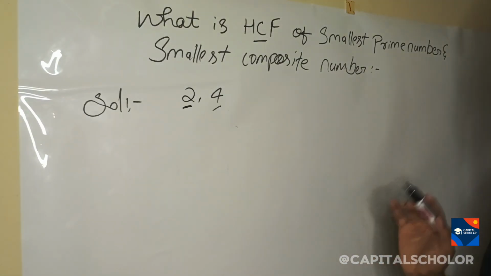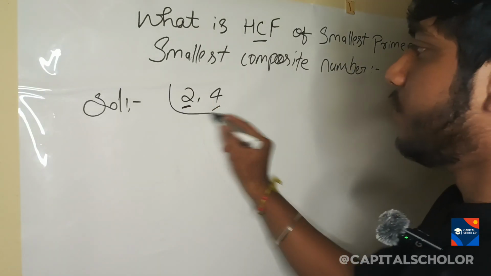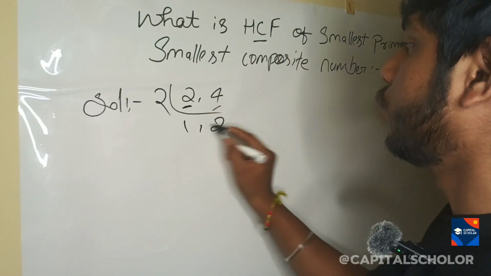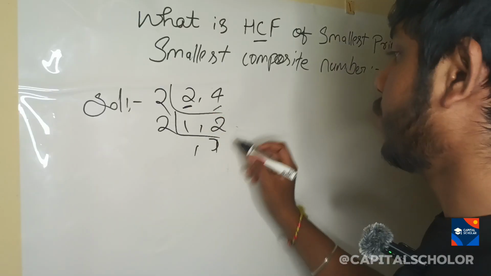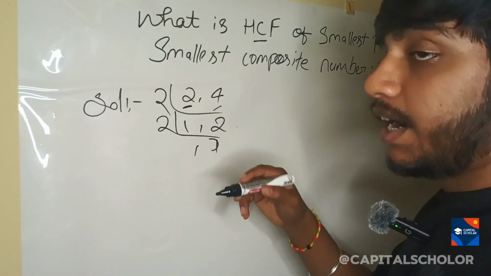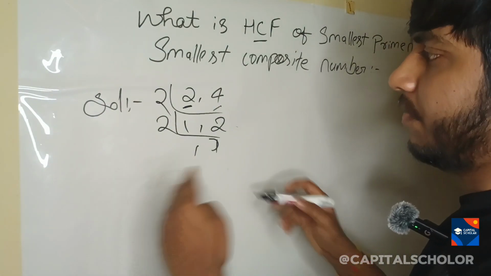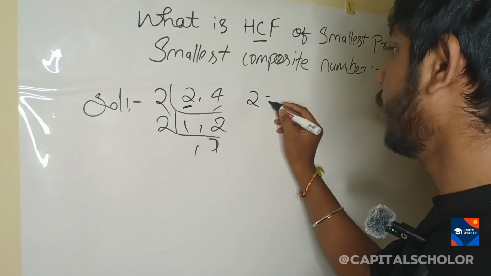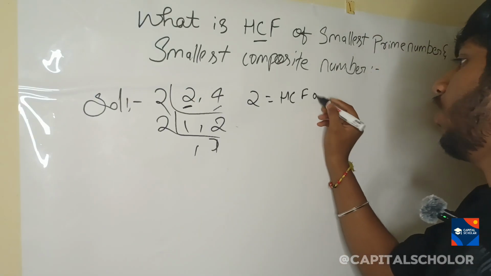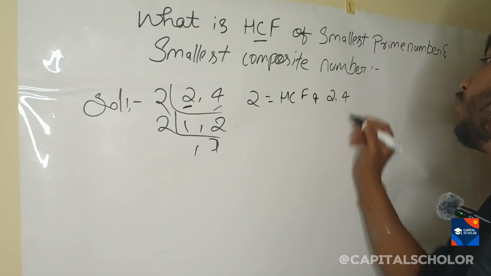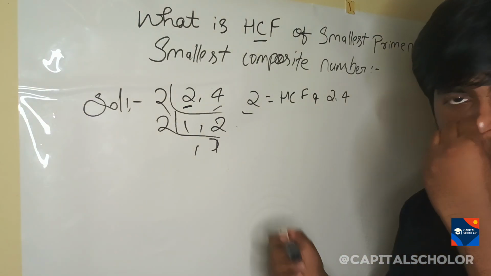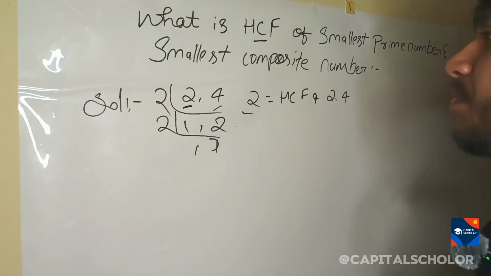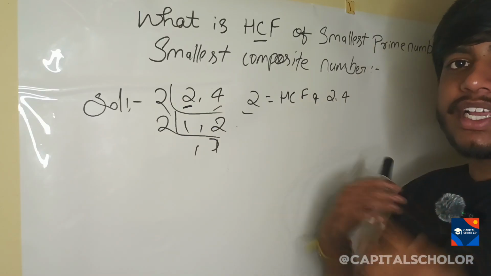Now let's find the HCF. 2 ones are 2, 2 twos are 4, so the highest common factor is 2, which is common. So 2 will be the HCF of 2 and 4. So the answer is 2. I hope you understand. If you didn't understand, you can go back and watch this. Now let's move to the next question.